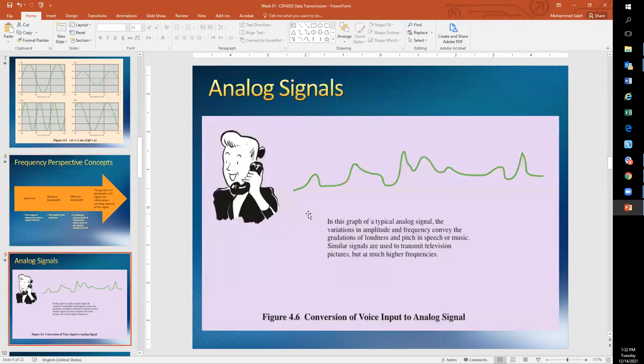Now let's come to the analog signal. A human voice, as we all know, is analog, because it varies in loudness and in pitch, like in speech or in music.